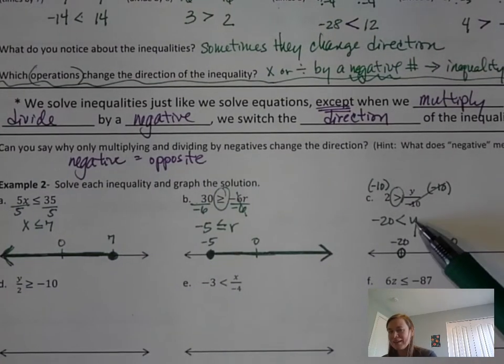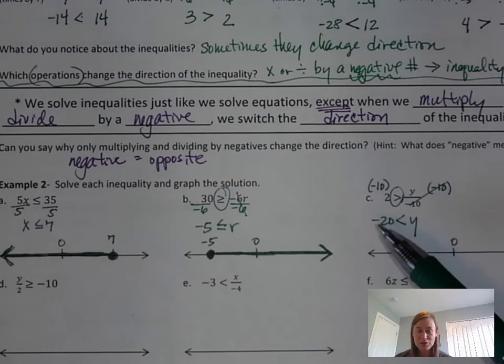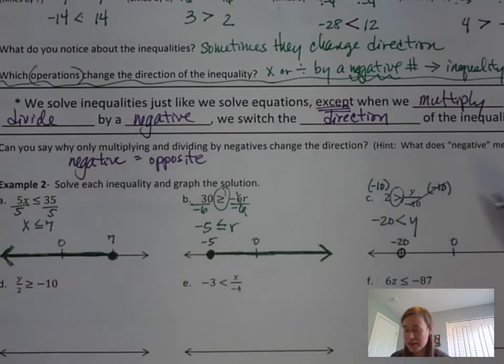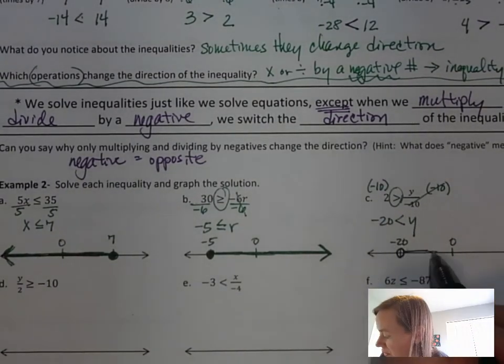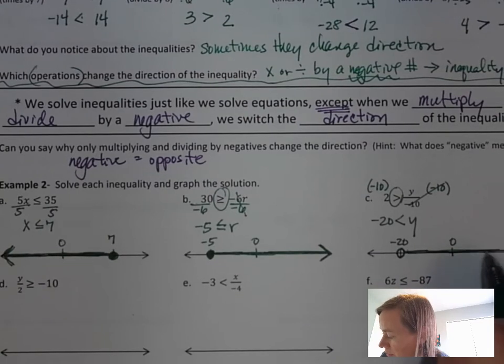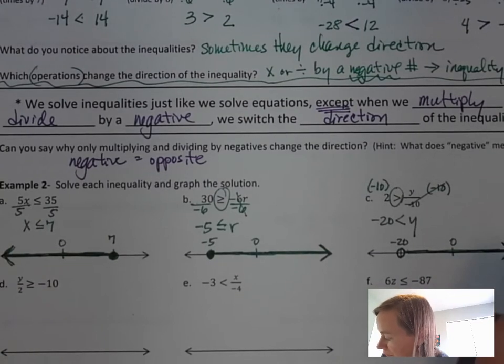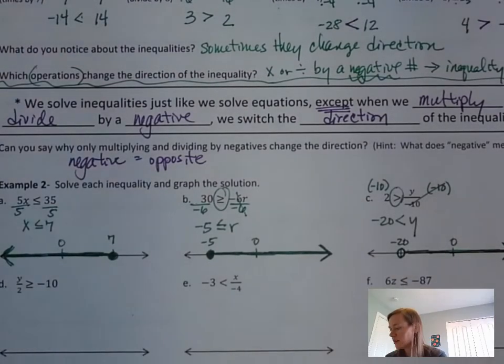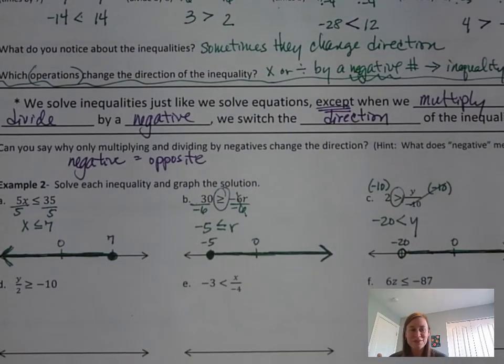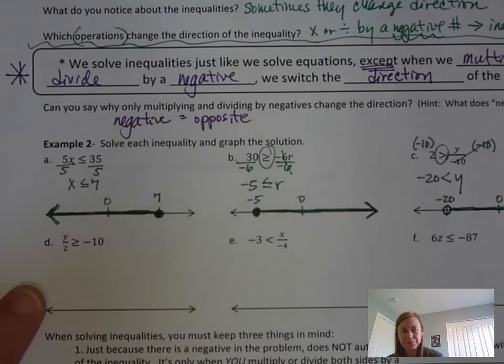That means y, or you could say all of the answers are bigger than negative 20. All of the answers are greater than negative 20. So we're going to draw a line out to the right because that's where the bigger numbers are. Numbers get bigger the further you go off to the right. Okay, and then we're done with that one. Let's go on to part D.